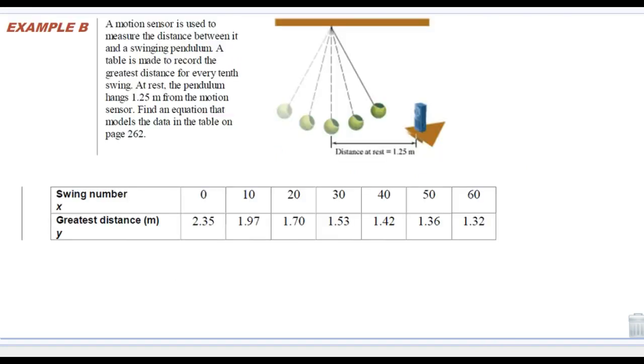So now let's go to example B. Example B says a motion sensor is used to measure the distance between it and a swinging pendulum. A table is made to record the greatest distance for every 10th swing. At rest, the pendulum hangs 1.25 meters from the motion sensor. Find the equation that models the data on this page. Well, it's really right here. Okay, so what we need to do is find an equation. So we need to think, what equation is this?